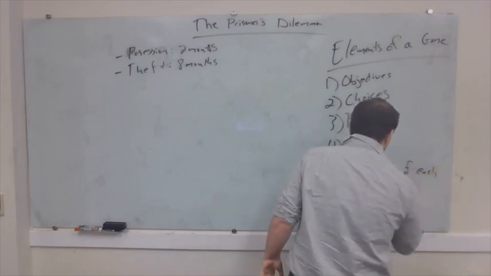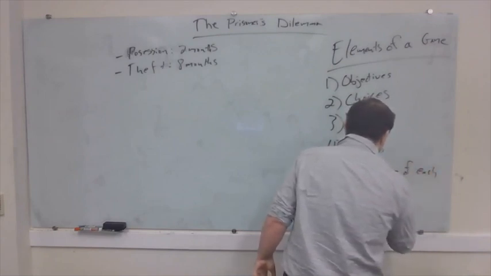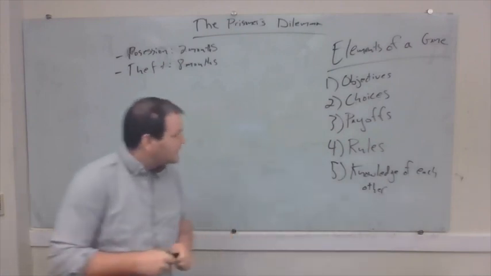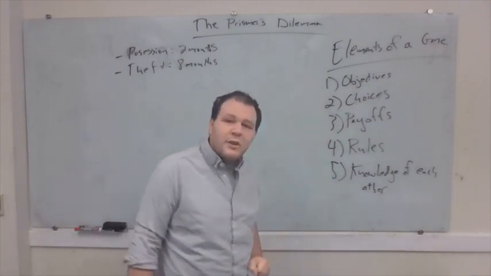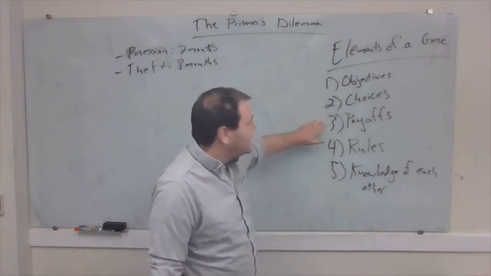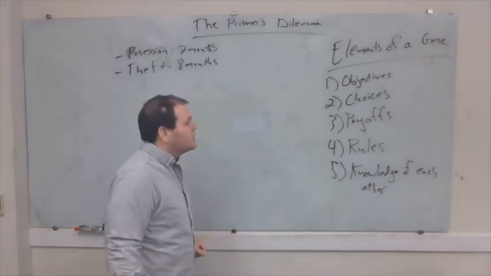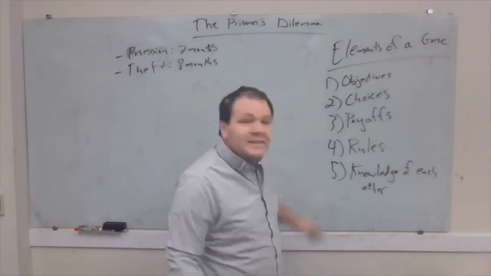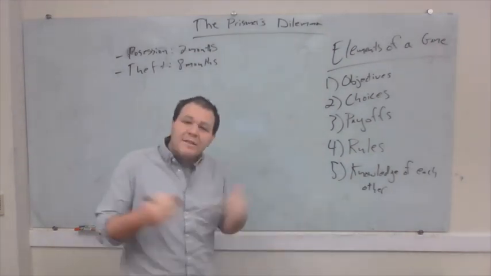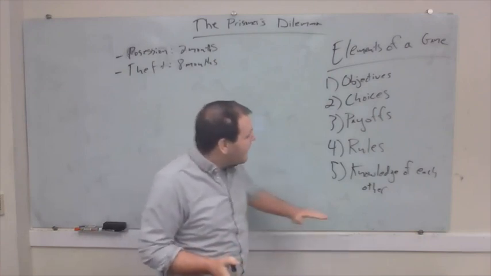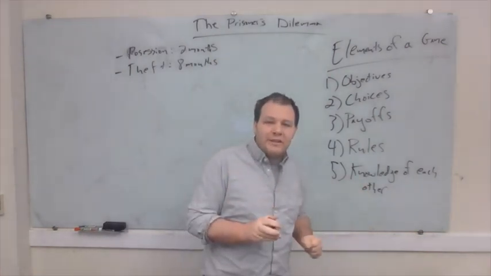Right? In other words, you might know your own objectives, but do you know President Elam's objectives? Do you know his choices? Do you know his payoffs? So these 5 elements constitute a game, and given these 5 elements, we're going to try to develop a set of tools to figure out what the outcome of each situation is.